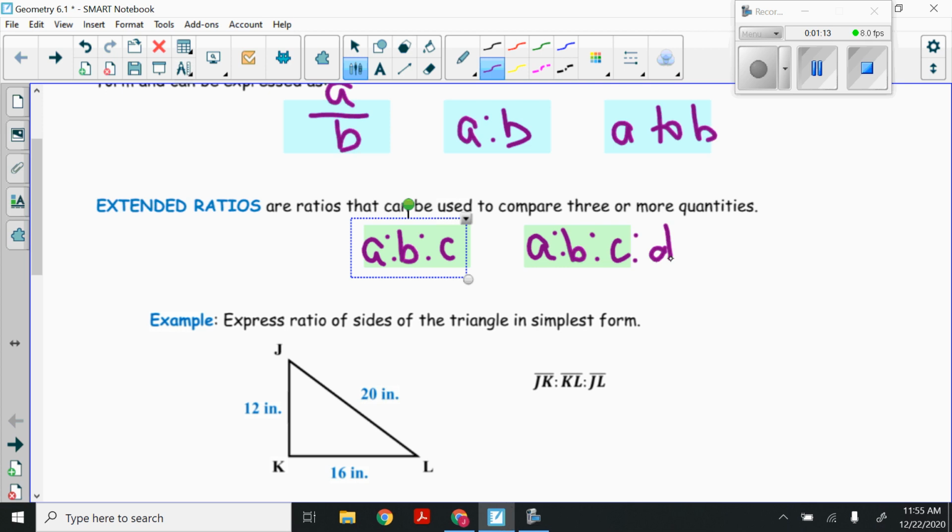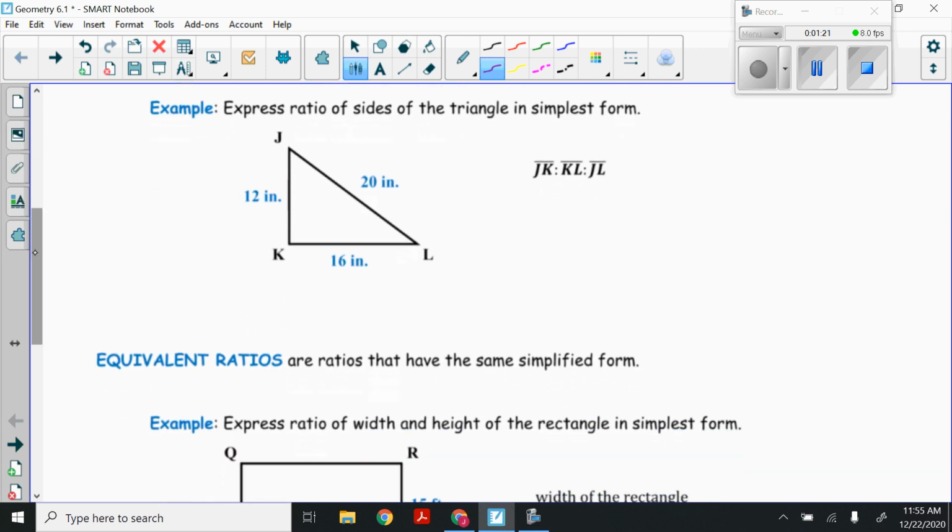All right, so we're going to look at our first example. Express the ratio of sides of the triangle in simplest form. They give us triangle JKL. They show us that JK is 12 inches, KL is 16 inches, and JL is 20 inches. And then they give us the ratio, segment JK to segment KL to segment JL. So segment JK is 12, segment KL is 16, segment JL is 20.